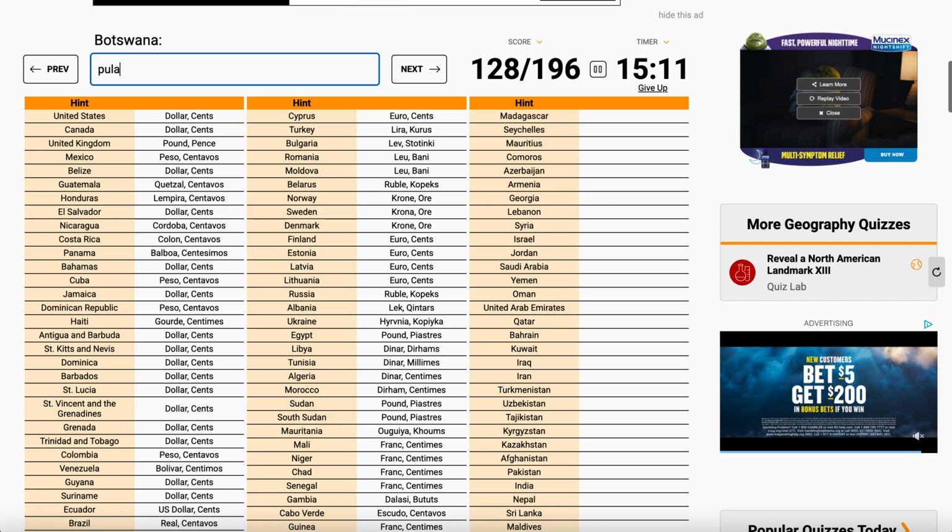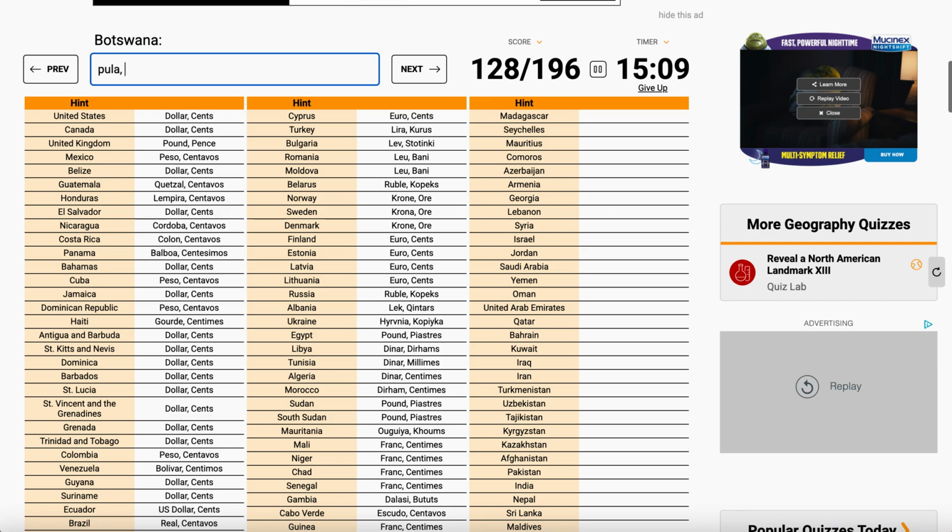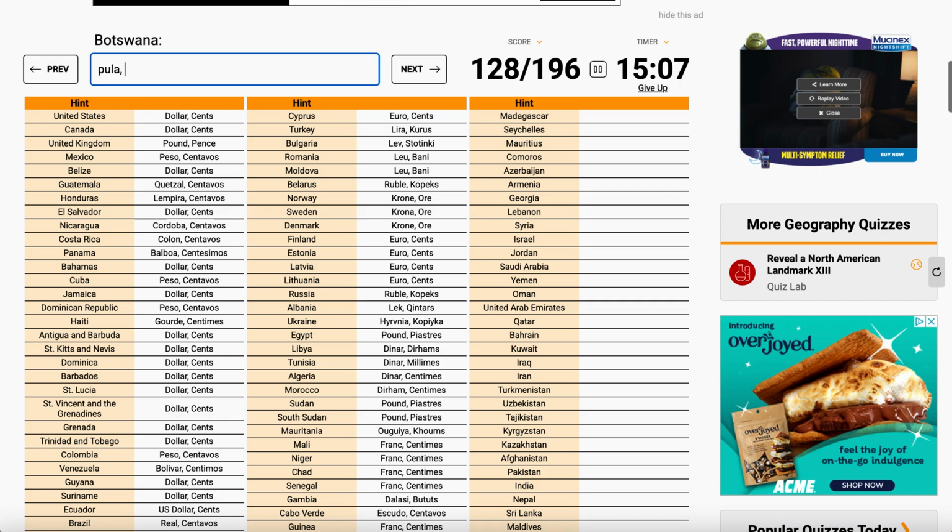Botswana is the pula, not to be confused with the city in Croatia. And it is divided into thebe, I'm not sure how to pronounce it. Eswatini is the lilangeni, which is a fun currency name. However, the subdividing unit is not as fun. It's divided into cents. Lesotho is the loti, named after the Maluti Mountains, and the subdividing unit is the sente. South Africa uses the rand, divided into cents.